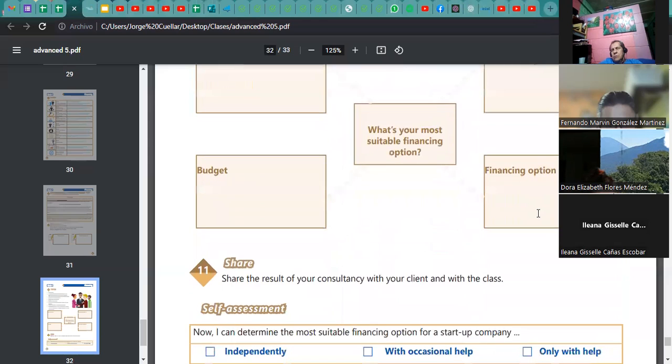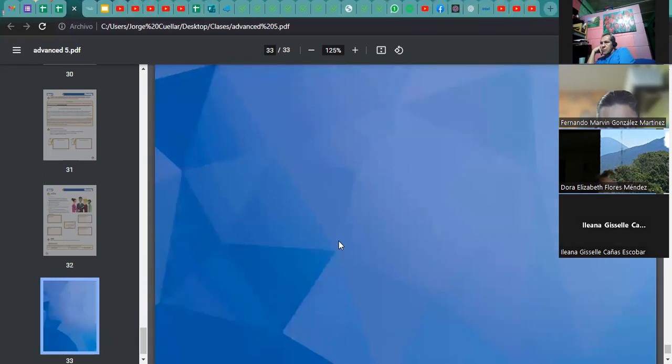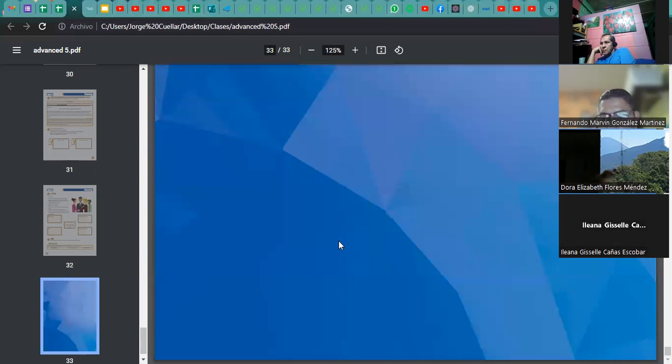We're not gonna do this. And here is something interesting. This is something about how everything goes together, right? We have a business plan, we create a budget. Maybe the one that is missing here are the financial statements that can be inside of the business plan, of course, and some financial options for you to look for the money and move forward with your idea. And that's it. We finish the book.